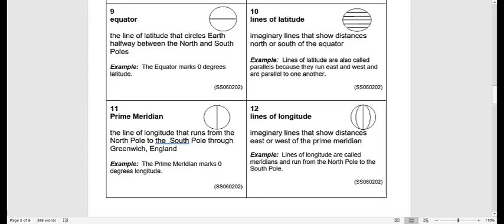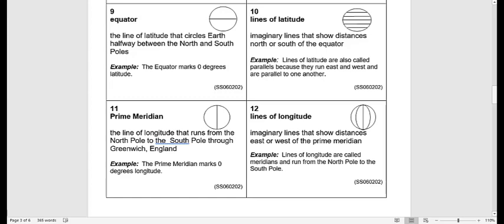Stemming off of the equator is word card 10, lines of latitude. Imaginary lines that show distances north or south of the equator. Example, lines of latitude are also called parallels because they run east and west, or horizontal, and are parallel to one another. Number 11, the prime meridian. The line of longitude that runs from the North Pole to the South Pole through Greenwich, England. Example, the prime meridian marks 0 degrees longitude. So just like our equator being the line of latitude that's at 0 degrees, the prime meridian is the line of longitude at 0 degrees.